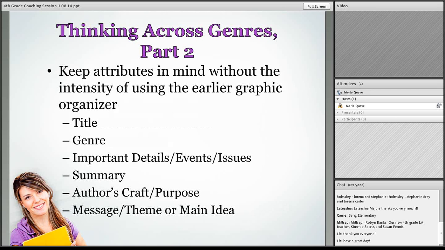What we will be doing for this part 2 is the students will be keeping the attributes in mind that they learned in part 1 without the intensity of using that graphic organizer necessarily, but they need to be having those inner conversations with themselves and making little notes about the title or the genre, important details or events or issues in the text, and a quick summary. They have to understand what the whole thing is about, and any author's craft that they noticed or purpose, as well as what the message or theme is, or in the case of a nonfiction piece, what the main idea is.